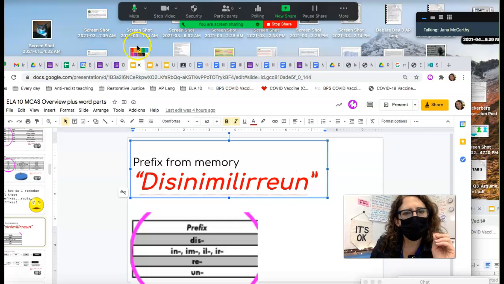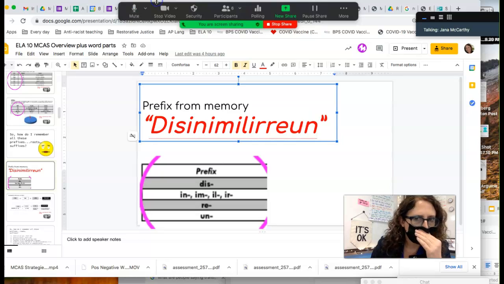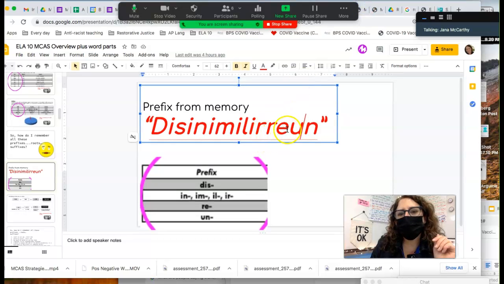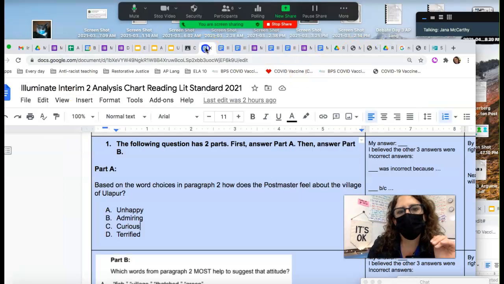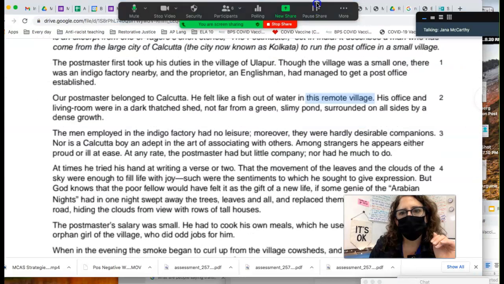Dissimilarian. Can someone say this better than me right now? Dissimilarian. It's hard. What little word is in the same? Re means again. Sometimes it's not negative, but 90% of the time. So if we go back here, there we go. What word do we have?